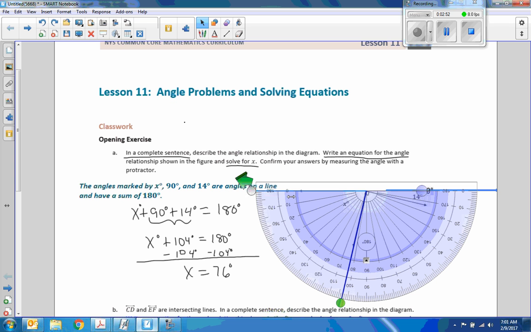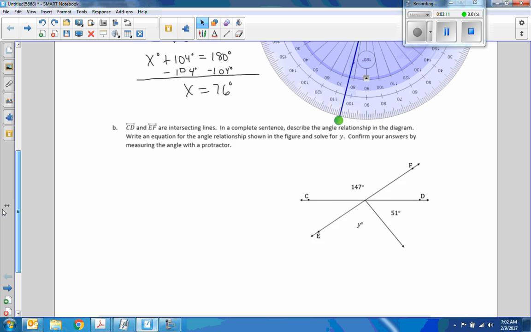Okay, I want to read the inside because I'm going this way. And it is at, here is 80. Okay, so I'm off a little bit, and there's 76 degrees. So if I click, there it shows 76 degrees. Okay, so I've checked with the protractor. B.